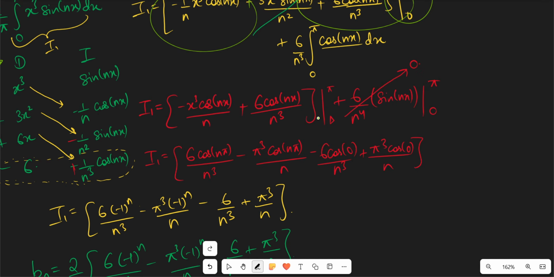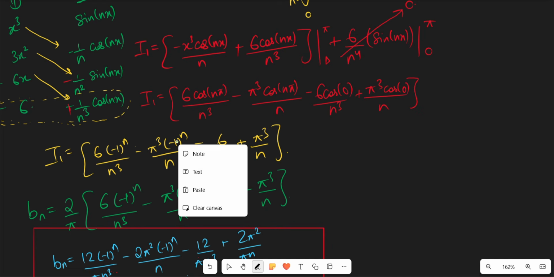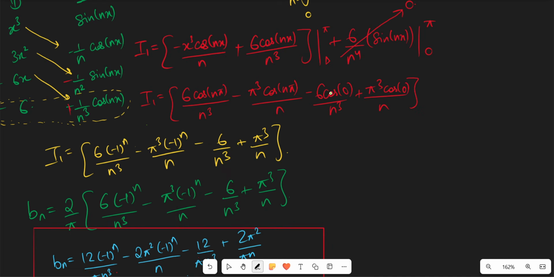So we are left with this thing evaluated from 0 to pi, and this thing is going to be 0 because of sine of nx. I told you the reason for this. So we have I1: I put in the value pi and then subtract the 0. You will end up with this expression. Look, cosine of n pi is just negative 1 to the n. You need to know about this, just because when n is even you get 1, and when n is odd you get negative 1.